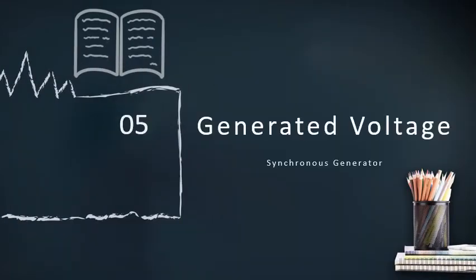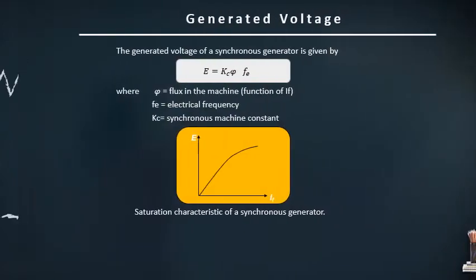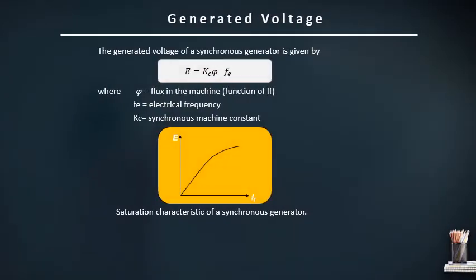Now we move to the next topic, generated voltage in a synchronous generator. The generated voltage of the synchronous generator is given by E equals Kc phi times Fe, where phi is the flux in the machine, Fe is the electrical frequency, and Kc is the synchronous machine constant.